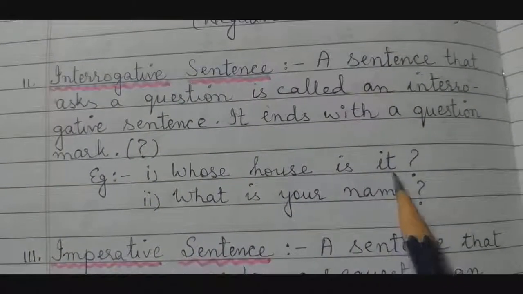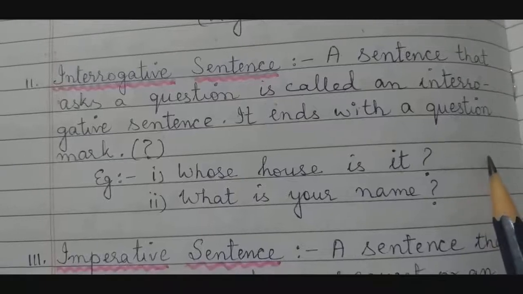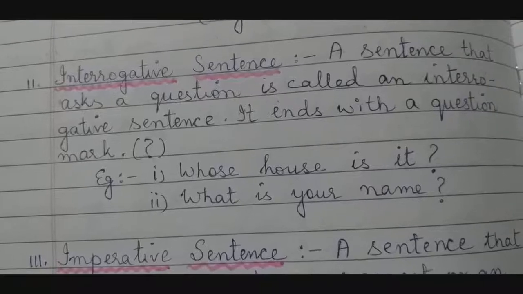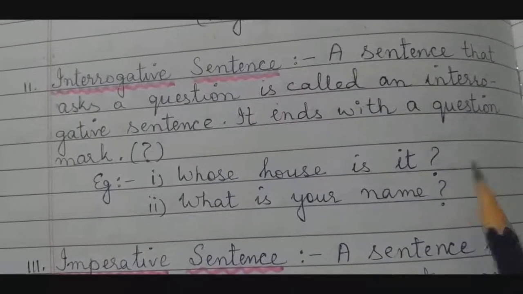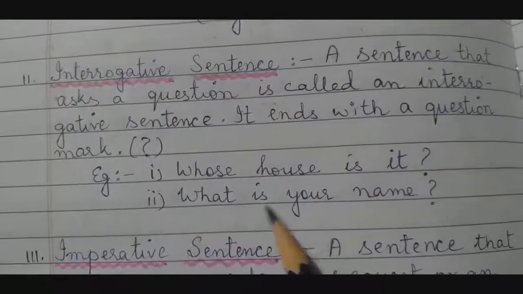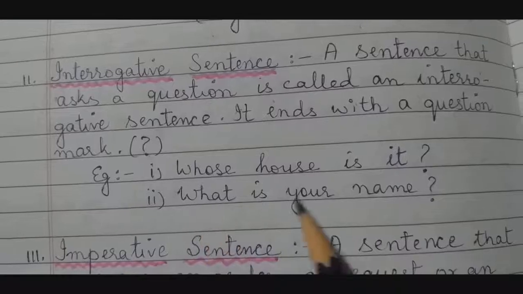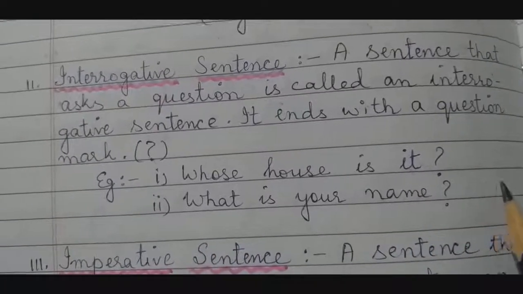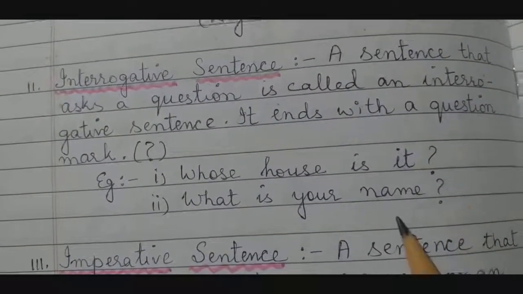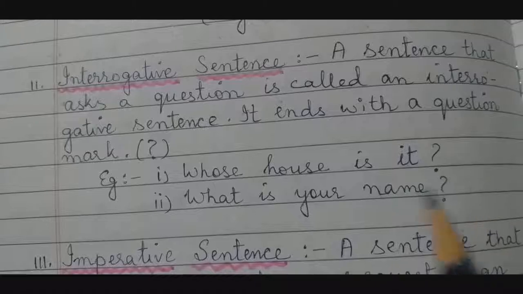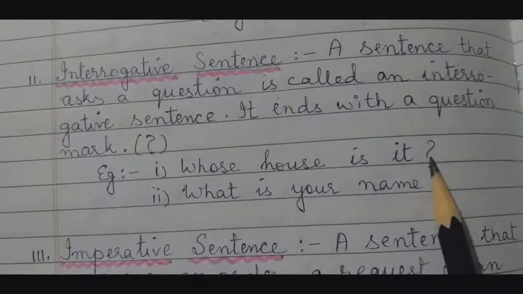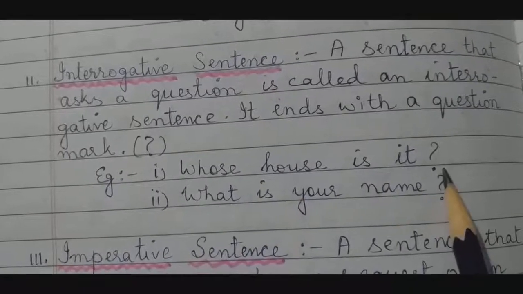Whose house is it? It can be mine, it can be yours, it can be hers, it can be his, it can be my friend's or my grandmother's or my grandfather's or whatever. It means you will get an answer after this statement. Similarly, number 2, what is your name? Definitely there is an answer after this statement. Like you can say Hari, Ravi, Akshay, Radha, whatever. That means interrogative sentences are those sentences which have an answer after the statement.